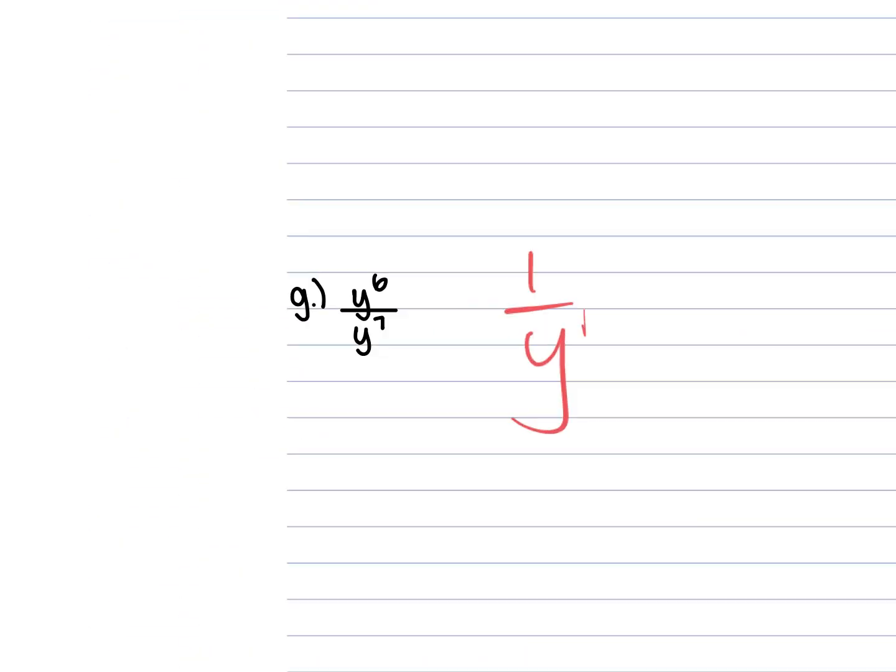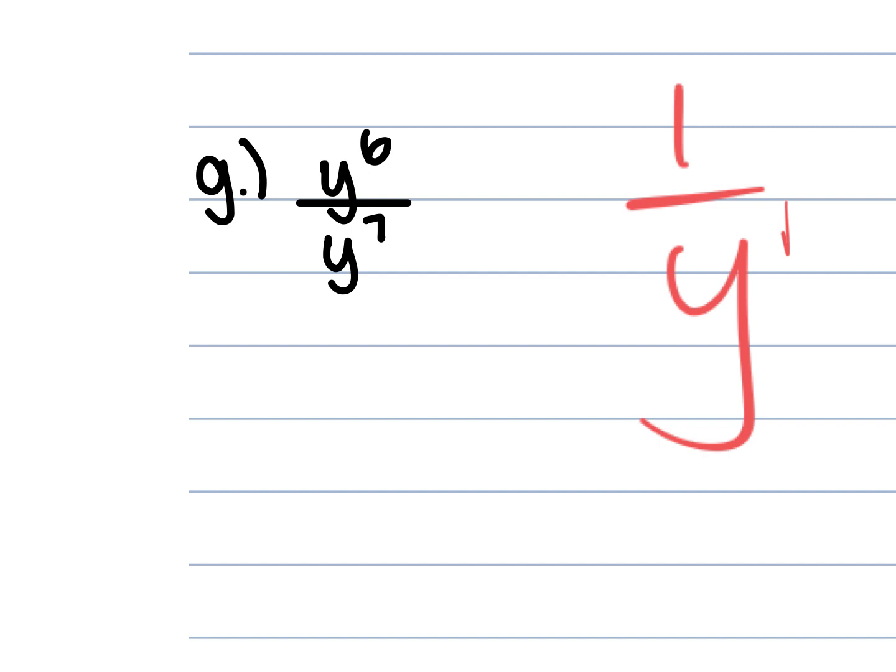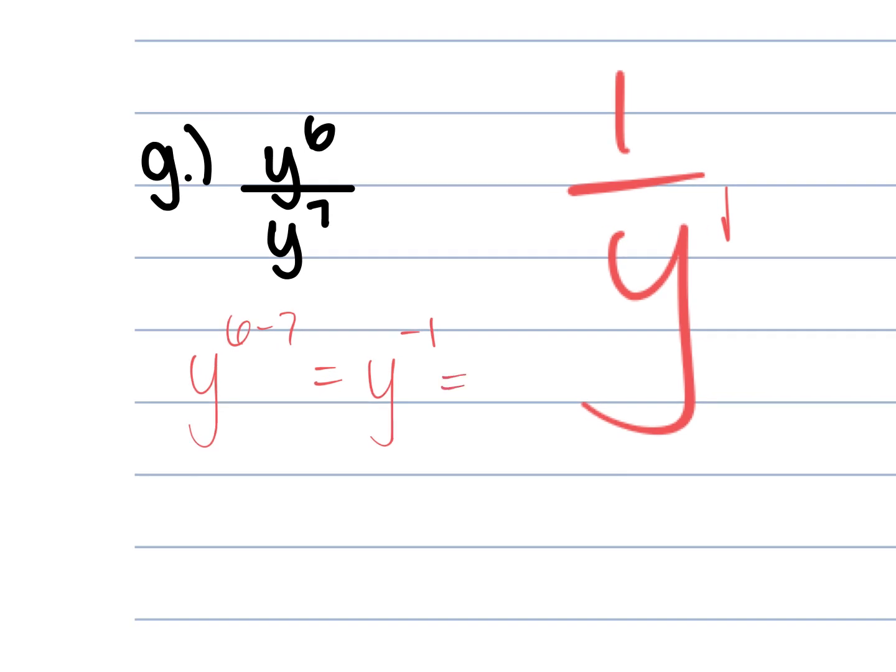Let's do the first one. What did we do for this one? What do we do? Peter. Subtracted the 6 and 7. Very good. So y to 6 minus 7. Okay. Then you get y to the power of -1. Uh-huh. Then you put it in a fraction. And it becomes just 1 over y.